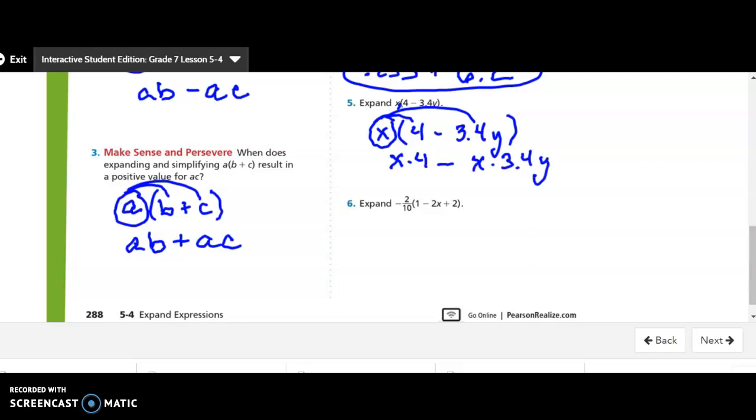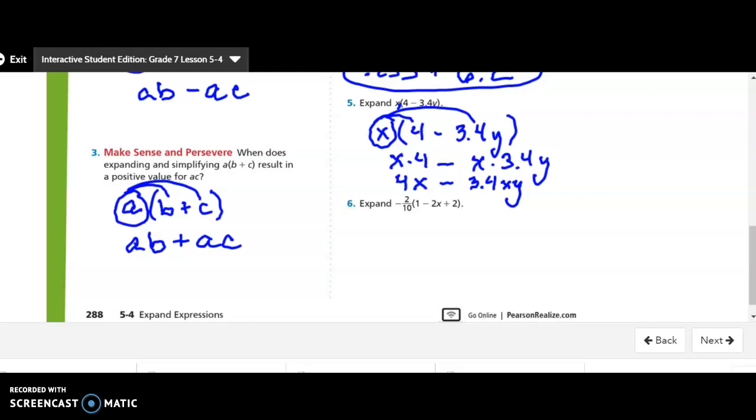Now, normally we would rewrite this and we would put the 4 first. So we have 4x minus, and again, we put the number first. It's just kind of our standard for how we'd want to write it. And so we can rearrange so that the numbers are first, which makes it look a little bit neater.